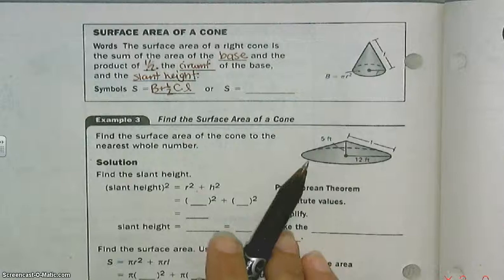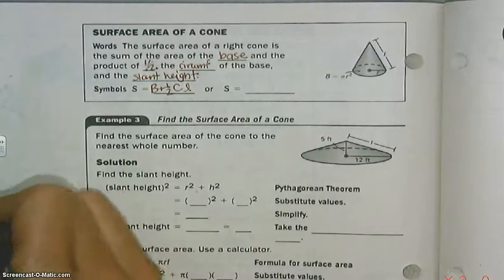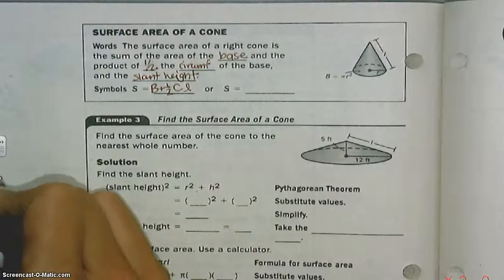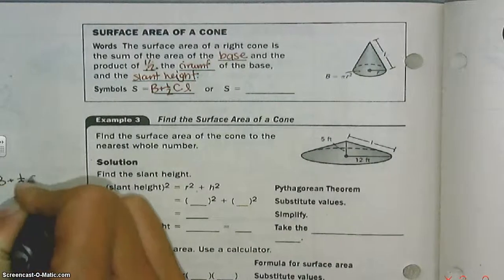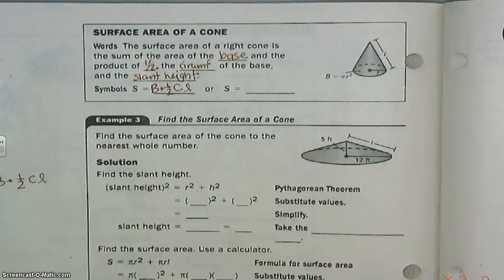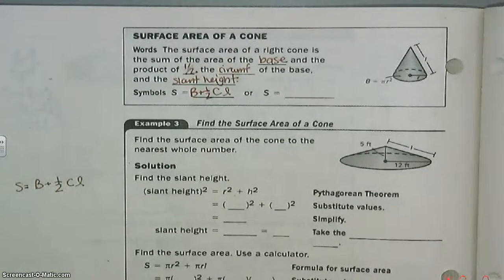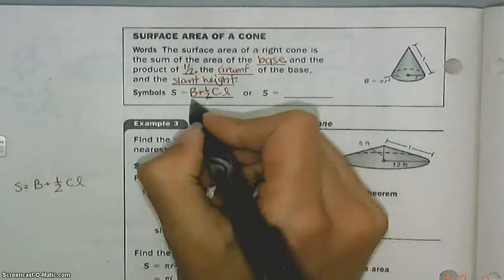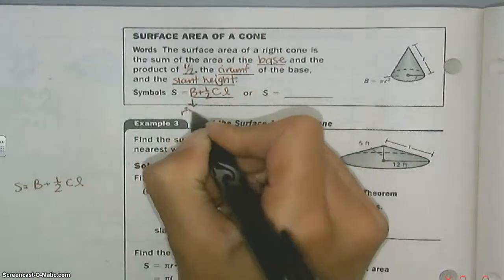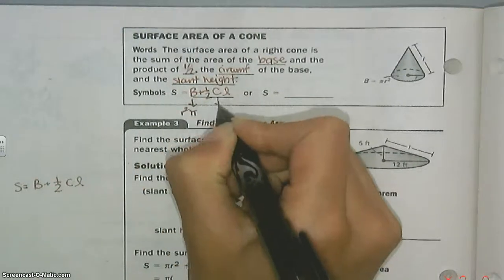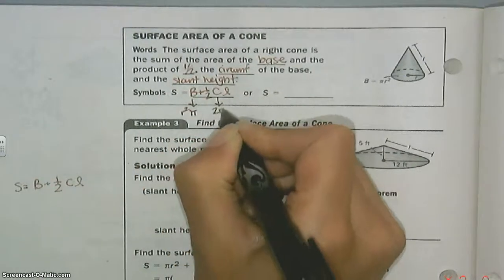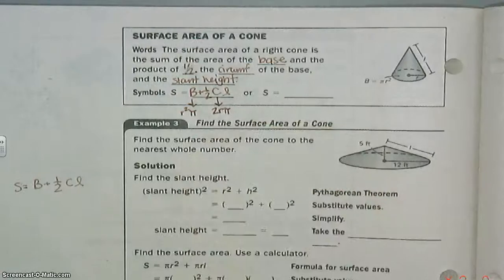So let's find the area of this cone. So let's write our formula. S equals B plus 1/2 CL. Remember, B is always going to be the same because it's a circle. So B is always R squared pi. And C is always 2R pi. So that makes this a little bit easier. We can simplify this formula.